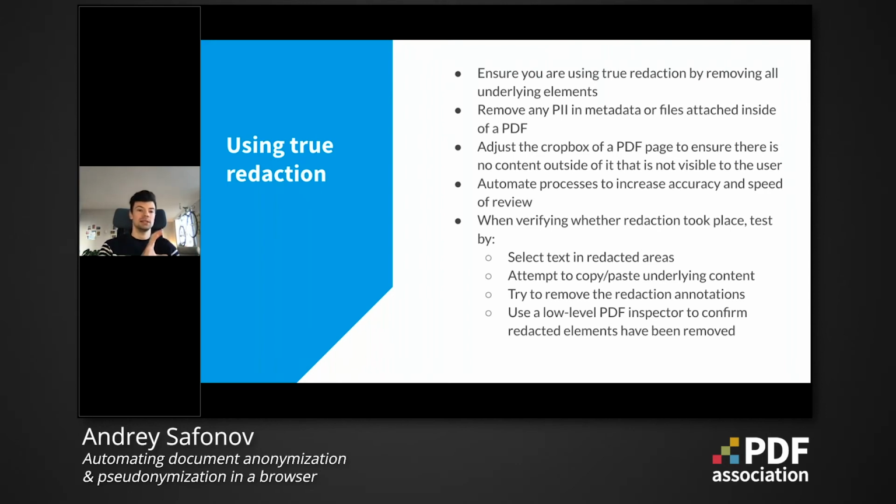First, I would try to select any of the text in the redacted areas to make sure nothing was missed and I cannot copy-paste any underlying content. I can try to remove the redaction annotations. So what I would do is grab the document from the viewer where the annotations are coming from, open it up in a different viewer, and maybe give myself elevated permissions like an administrator to play around with annotations and then try to remove them. And then use low-level PDF inspection tools to confirm that the redacted elements have been completely removed.